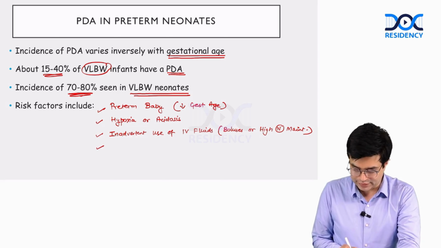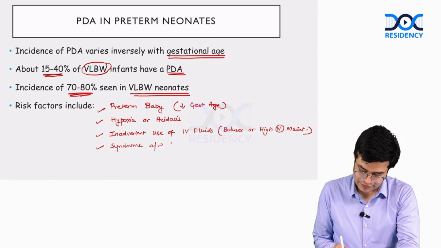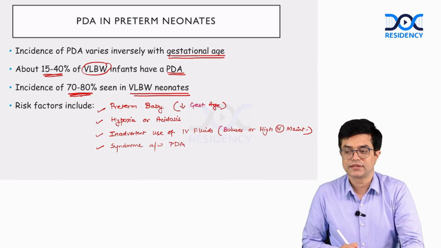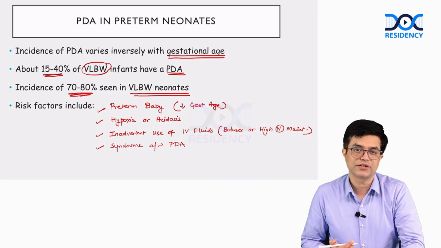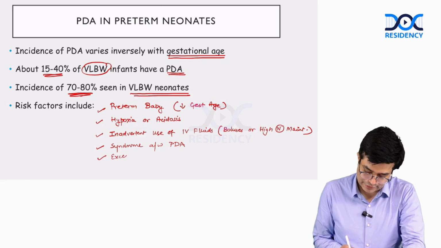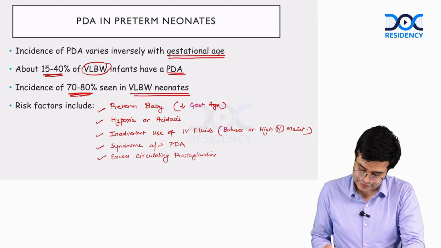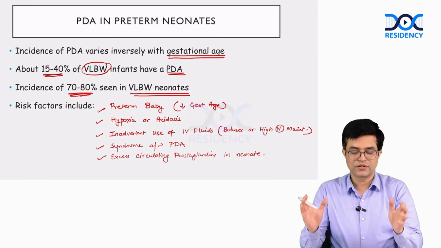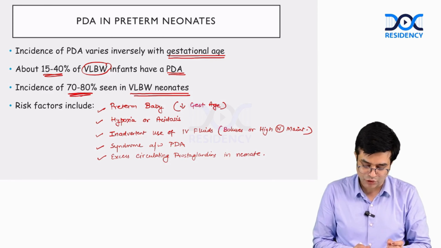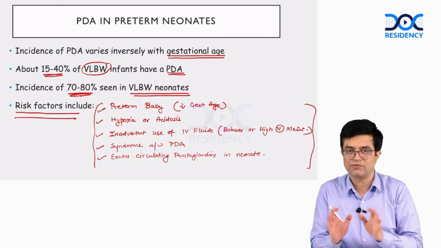Apart from that, in case there is a syndrome associated with patent ductus arteriosus, for example congenital rubella syndrome, the chances of PDA being there will be high. And then in case there are excess circulating prostaglandin levels in the newborn due to any reason, that also does not allow the ductus arteriosus to close. So these are the important risk factors. There is a huge list, but these are the important ones which I have collected from multiple sources at one place.